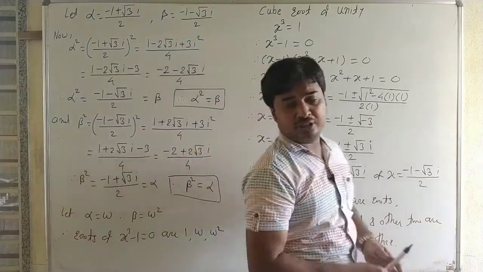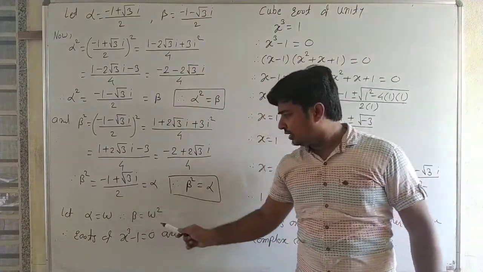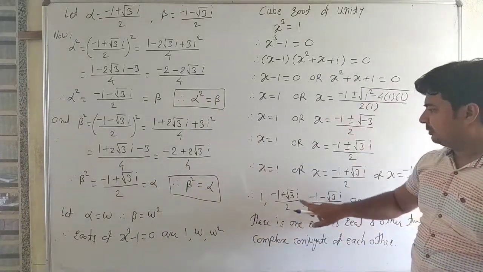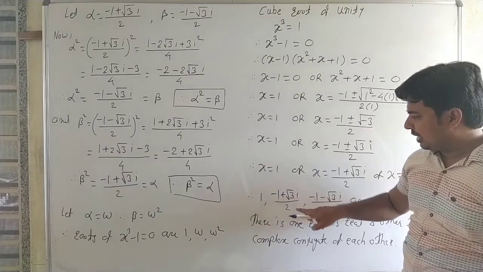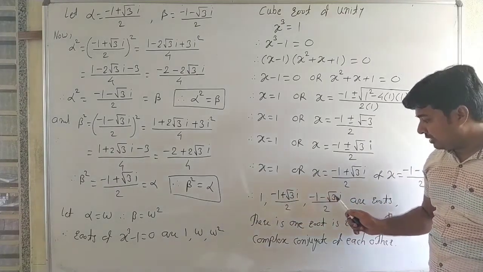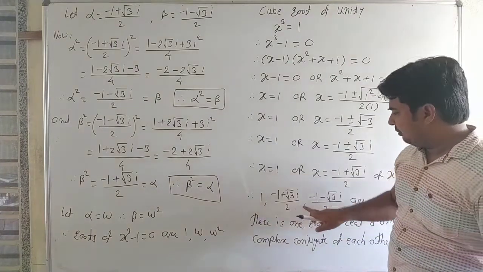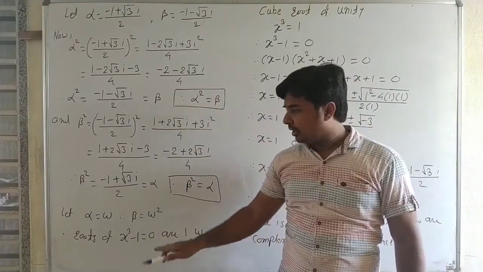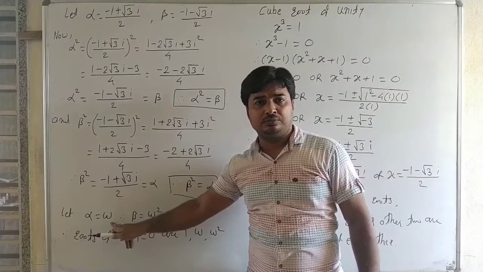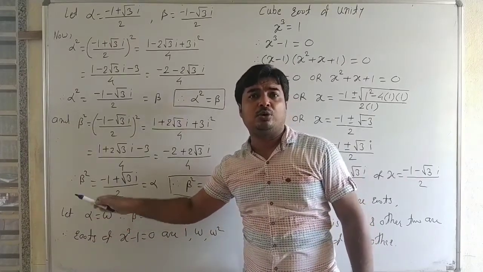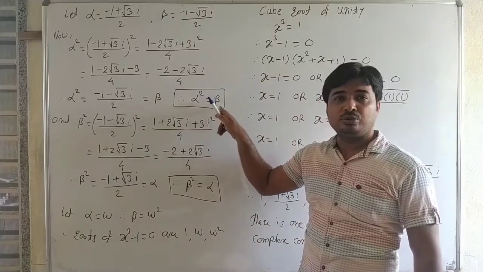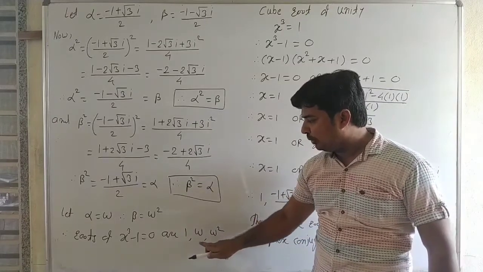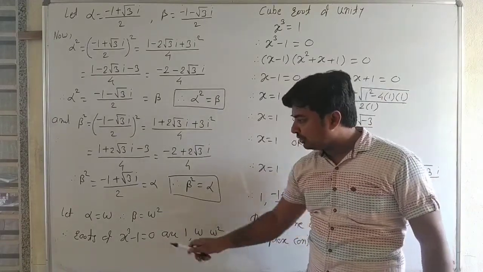See carefully, it is a notation for the roots: omega and omega square. Roots are 1, alpha and beta. Alpha is equal to (-1 + √3 i)/2 and beta is equal to (-1 - √3 i)/2. Here we put alpha equal to omega, it is a notation. Alpha equal to omega, therefore beta is equal to omega square. Alpha square is equal to beta. Therefore roots are 1, alpha, beta, that is 1, omega and omega square are the roots of this equation.